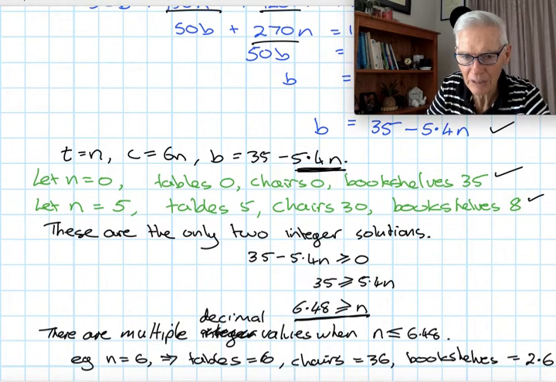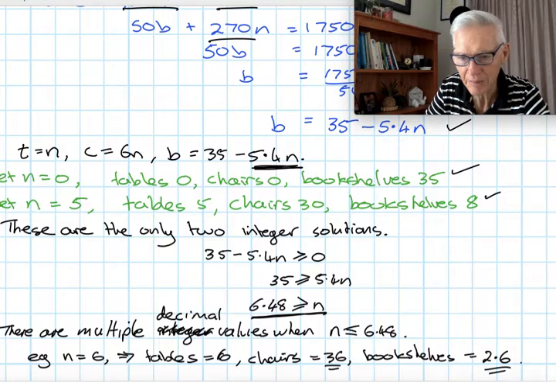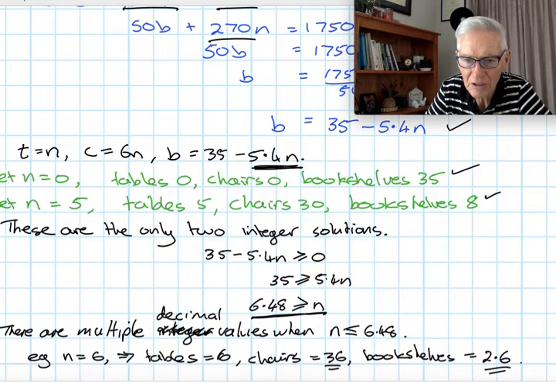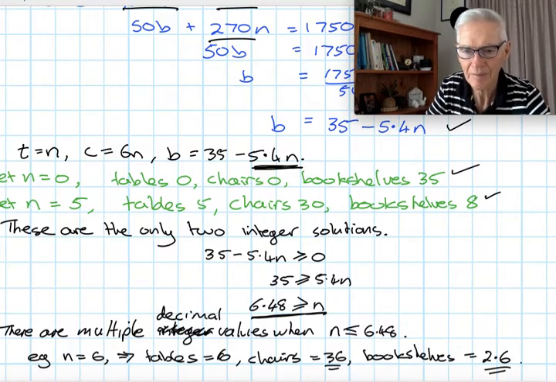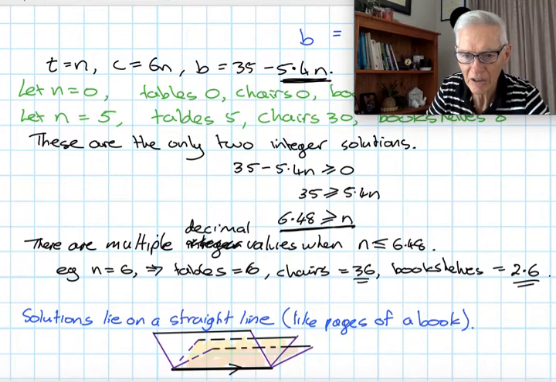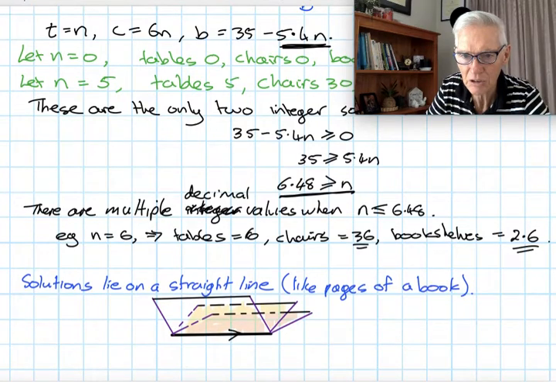For example, if n equals 6, tables equals 6, chairs 6 times tables, and bookshelves would be 2.6. It is possible to make 2.6 bookshelves in a month. You just leave the rest till the next month. And then the integers, the solutions lie on a straight line, like the pages of a book. These are consistent, and there are multiple solutions.